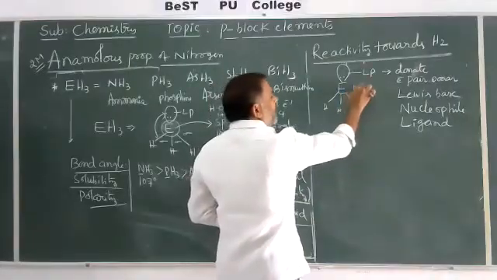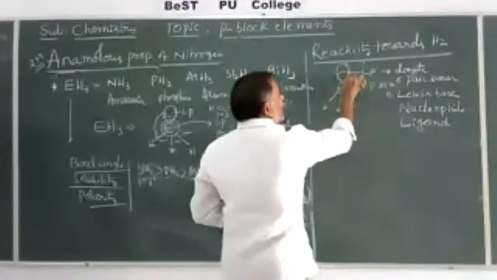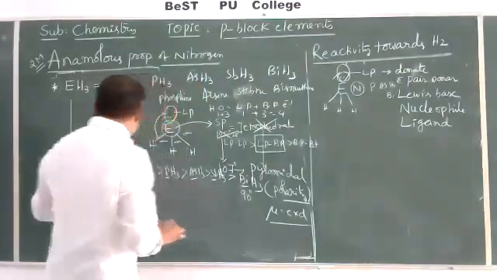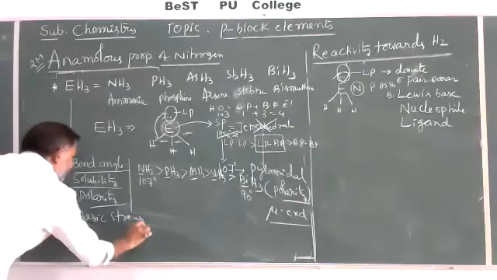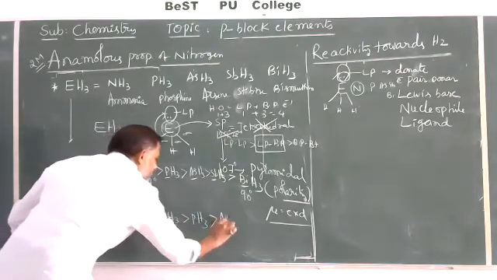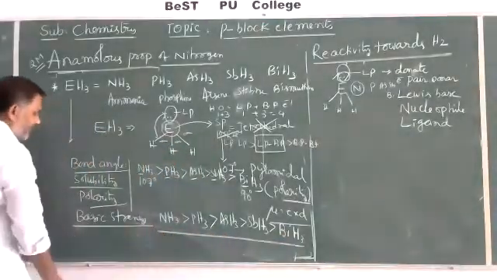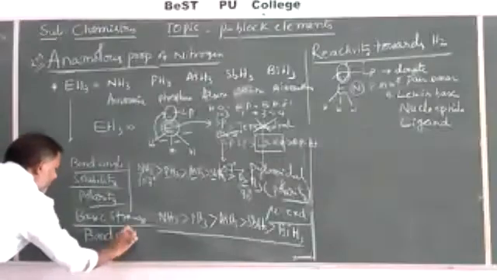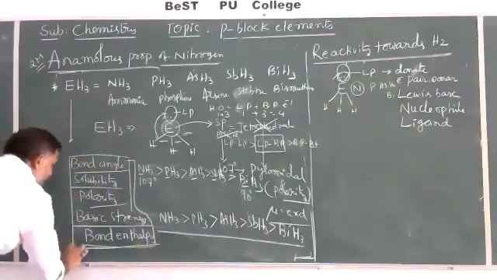For nitrogen, the polarity is more than for phosphorus, arsenic, antimony and bismuth. That's why donation capacity increases, and that's why basic strength also increases. A very important concept: bond angle, solubility and polarity follow the basic strength of the hydrides. That is, NH3 is more basic than PH3, then AsH3, SbH3 and BiH3. Polarity, solubility, bond angle, and also bond energy and bond enthalpy follow the same order. For all five or six important characteristics, the order is the same.